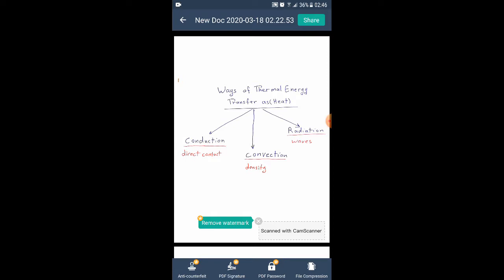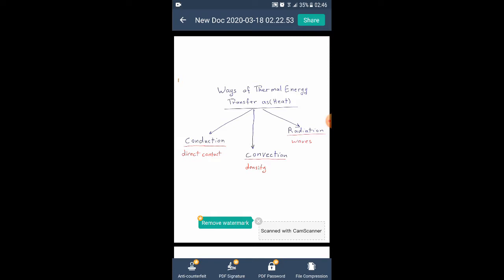Convection depends on the difference in densities, the difference in densities between the particles. It can take place in the same object. It can take place in fluids. What is the meaning of fluids? Fluids means substances that can flow. Fluid means gas or liquid. A gas or liquid, both are called fluids. So it cannot take place in solids.